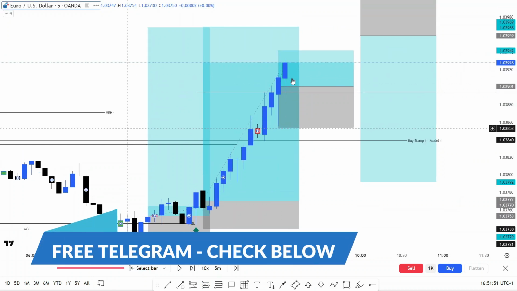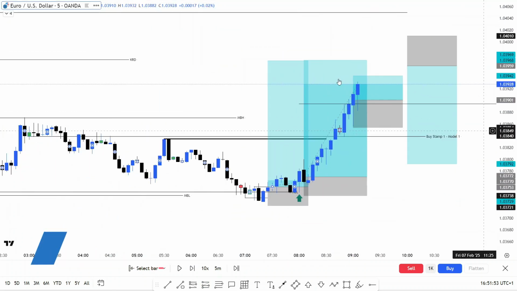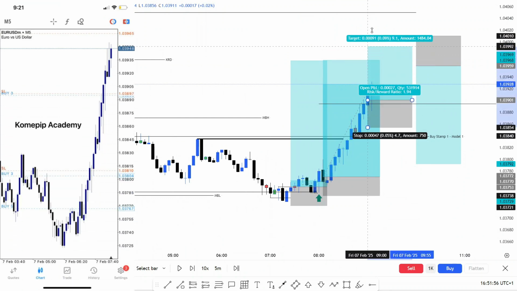All right, you will find out that I actually took this particular setup. Now, it did not just stop there. Okay, this is the drawn liquidity. Sorry, this is drawn liquidity right there.